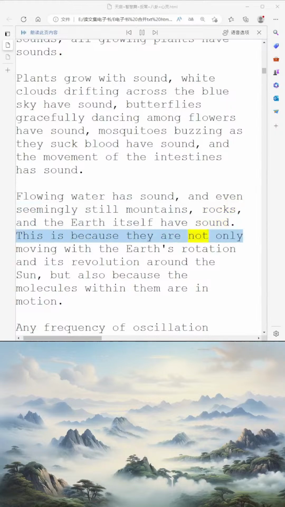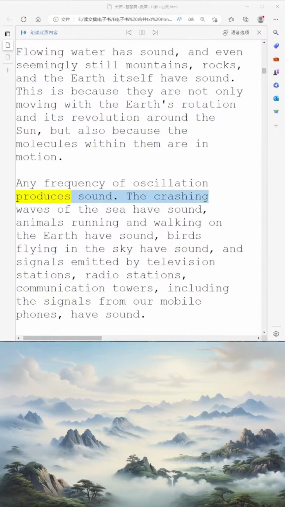This is because they are not only moving with the Earth's rotation and its revolution around the sun, but also because the molecules within them are in motion. Any frequency of oscillation produces sound. The crashing waves of the sea have sound. Animals running and walking on the earth have sound. Birds flying in the sky have sound. And signals emitted by television stations, radio stations, communication towers, including the signals from our mobile phones, have sound.